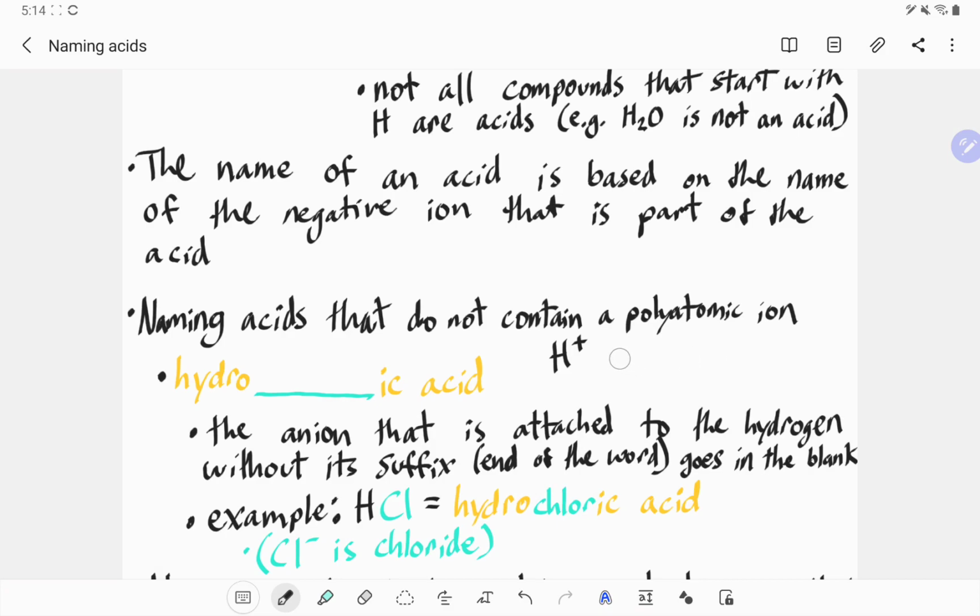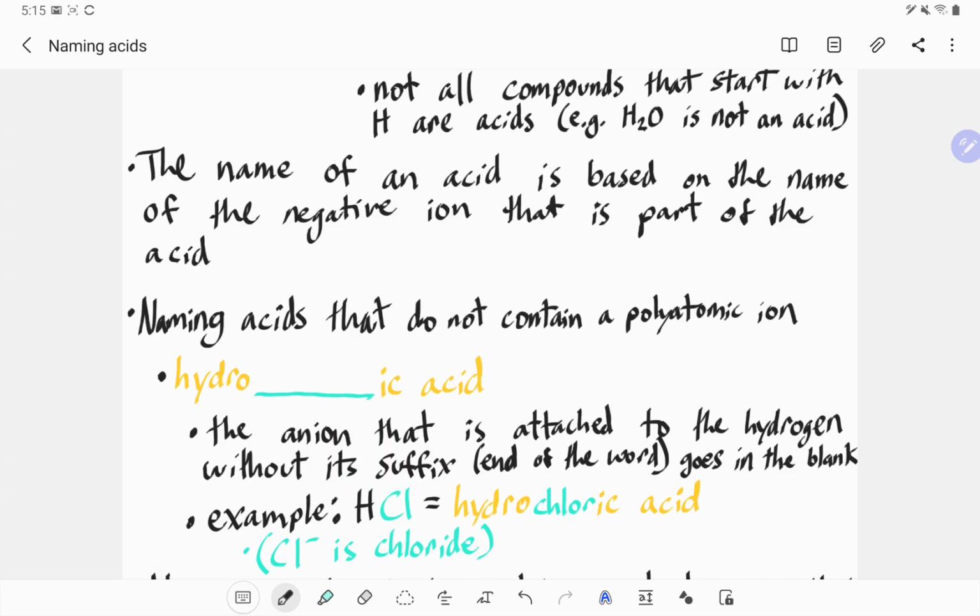And so our halogens, if you don't remember, we have fluorine, we have, I don't know the order, but we have bromine, we have iodine, we have chlorine, etc. So hydrogen bonded to any of these, and we're going to use this naming system: hydro-blank-ic acid, where the anion, if you don't remember, is an ion that has a negative charge. The anion that is attached to the hydrogen without its suffix is what is going to go in this blank.